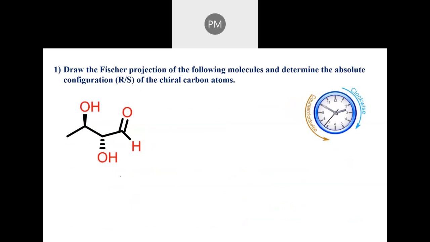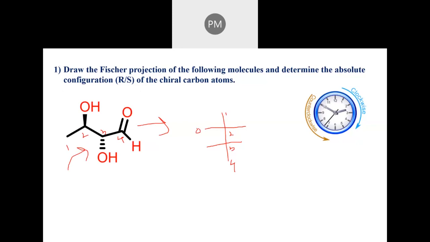So now we have to find the Fischer projection of this molecule. First we have to draw the Fischer projection, and to make it, first we give the carbon center names: carbon 1, carbon 2, carbon 3, and carbon 4. In Fischer we also draw it like this. There will be 2 chiral centers, so we draw 2 chiral centers, and for numbering we give 1, 2, 3, and 4.